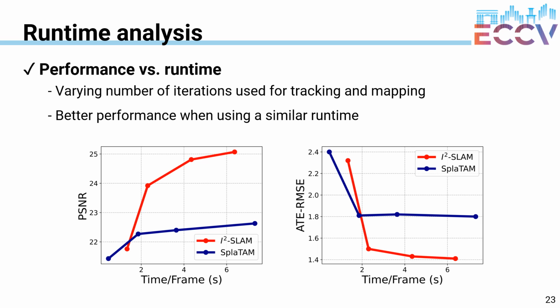Lastly, we analyzed the runtime and efficiency of our method across multiple models with varying number of iterations. Although our method increases the runtime per iteration, it reduces the number of iterations required for optimization. As a result, our method demonstrates better mapping and tracking performance when using a similar runtime.